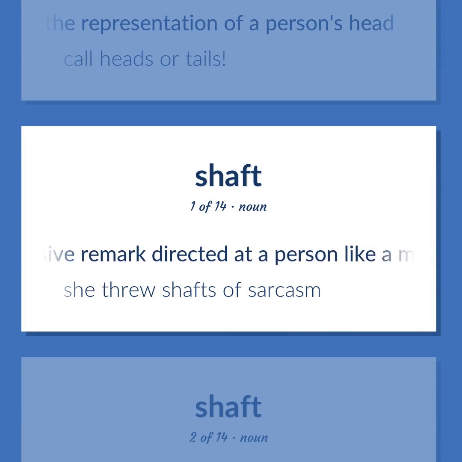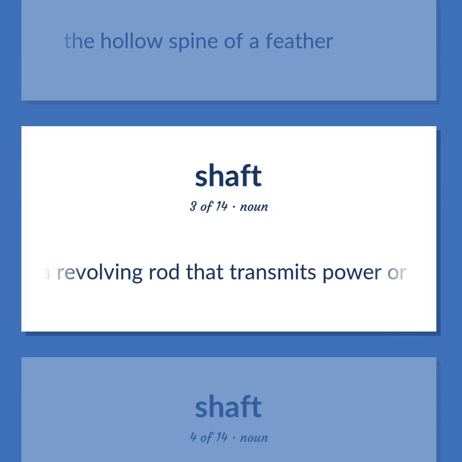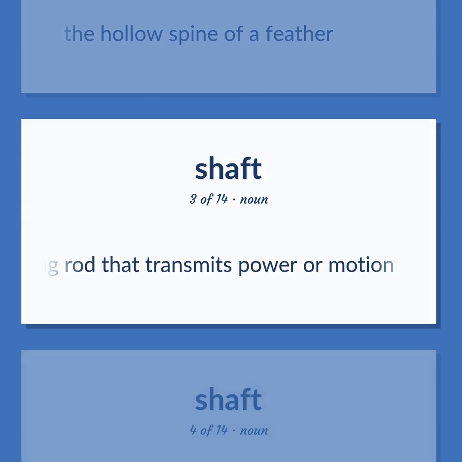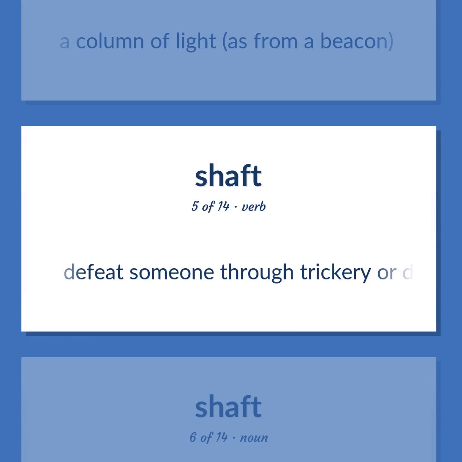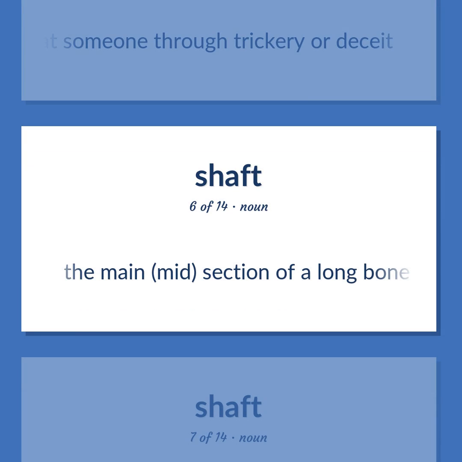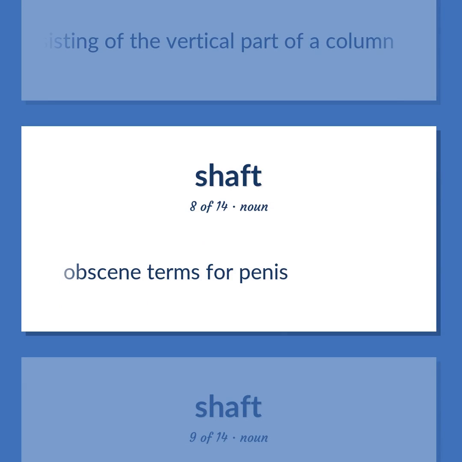An aggressive remark directed at a person like a missile and intended to have a telling effect. She threw shafts of sarcasm. The hollow spine of a feather. A revolving rod that transmits power or motion. A column of light, as from a beacon. Defeat someone through trickery or deceit. The main, mid-section of a long bone. Architecture. Upright consisting of the vertical part of a column. Obscene terms for penis.